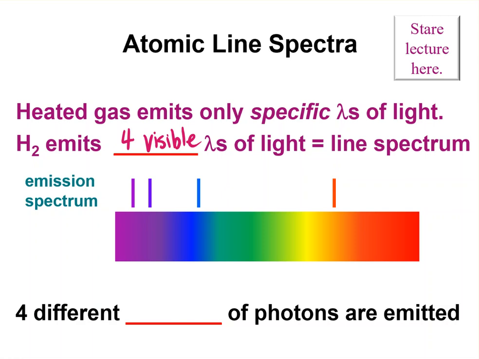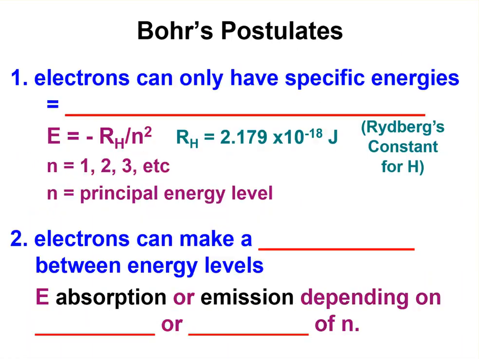So anyway, if you get 4 different colors, that means you have 4 different energies of photons or light emitted. So we're going to look at how electronic structure can make sense out of that. So let's go on and look at the electrons, and we'll get back to how that has to do with the light.